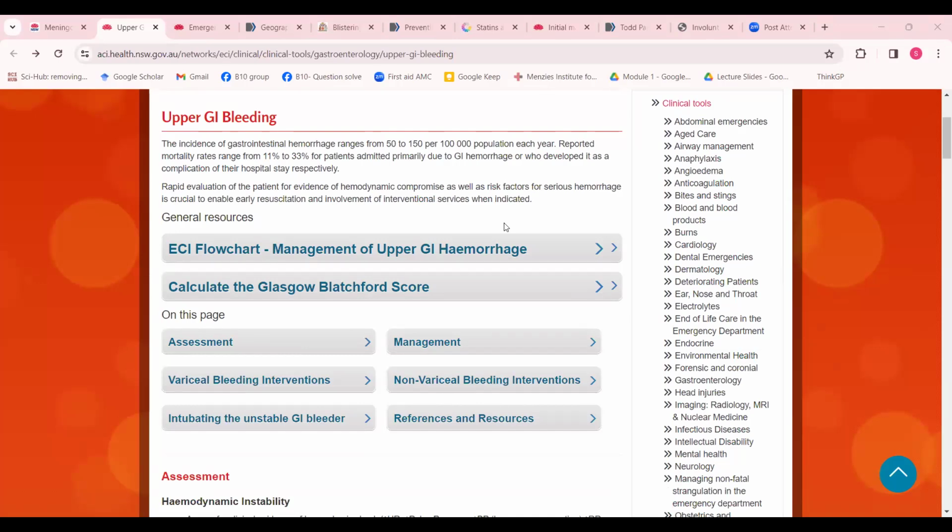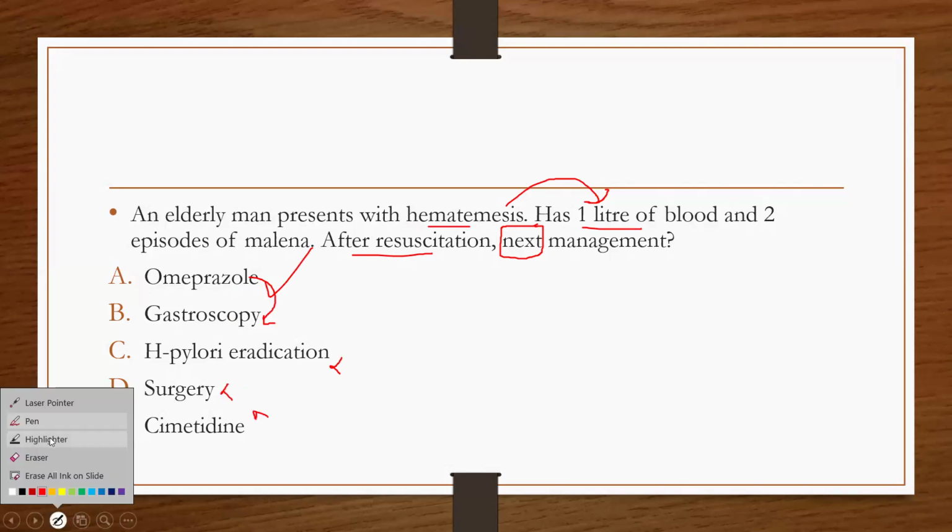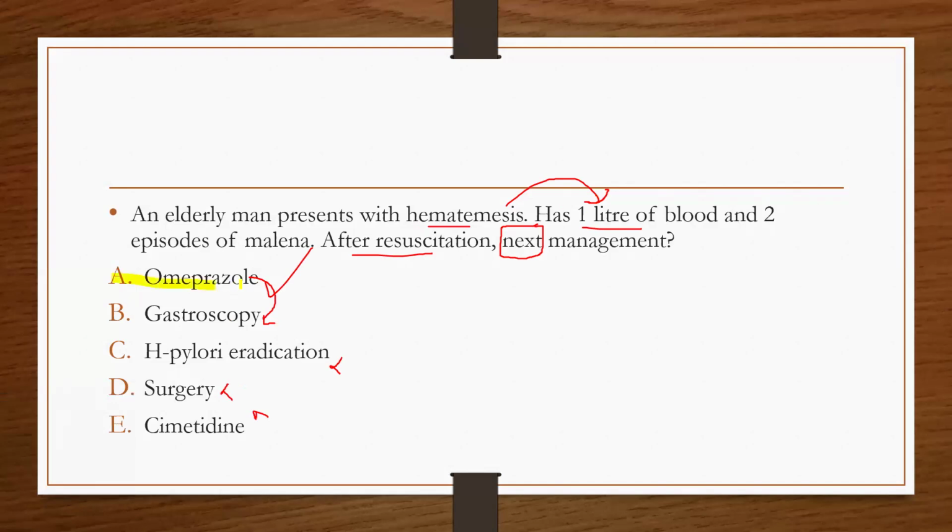All right. So here now, after resuscitation, the next management, I think all of you know, would be going for the proton pump inhibitor, here the omeprazole. And after that, you're going to go for the endoscopy. Not H. pylori, not surgery, not symmetry. So the answer here is answer A. So be very familiar with hematemesis management. It's also a very commonly tested area.